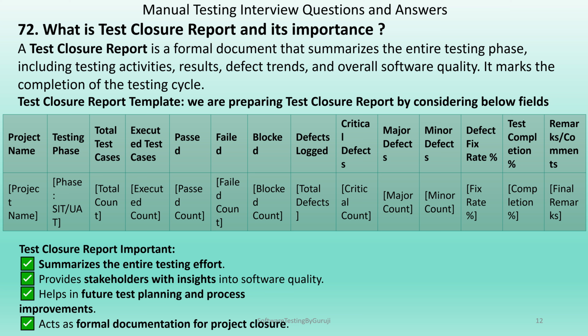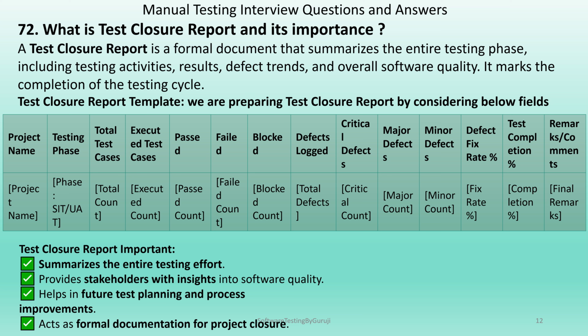Test closure report template: project name, testing phase, SIT, UAT or any other, test case ID, total count, executed test cases, executed count, pass count, fail count, block count, defect log, total count, defect count, critical defects, critical count, major defects, major count, minor defects, minor count, defect fix rate percentage, test completion percentage, remarks or comments, final remarks.